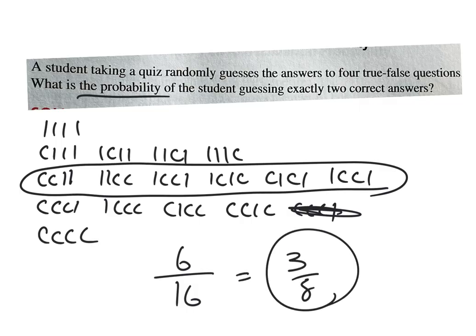Now, one cheat code here. How many possibilities? He guessed 4 times. How many guesses did he have at each question? He had 2 guesses for the first question, 2 for the second, 2 for the third, 2 for the fourth.